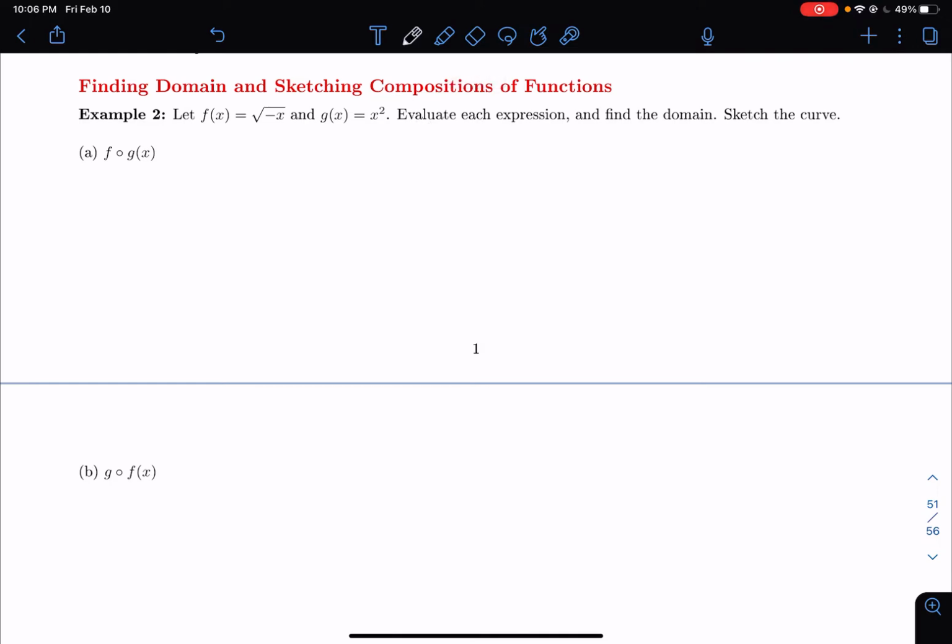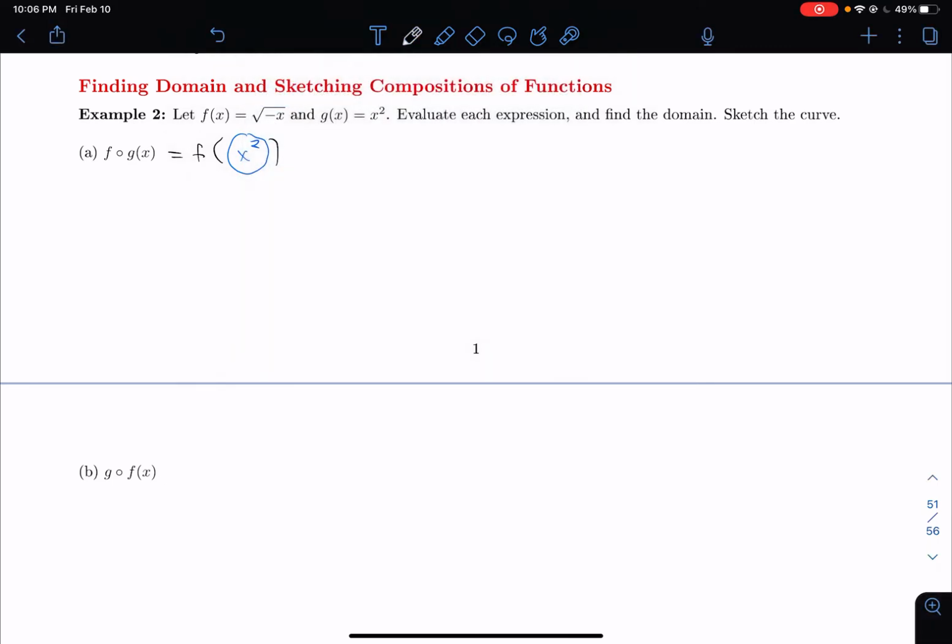Alrighty, so f of g of x. So this means I'm looking at f, and then within it, I'm going to be plugging the function g of x. So g of x, the formula for it is x squared. So what that means is this whole thing that's inside the parentheses, this whole x squared, it's going to get plugged into the function f of x, where the variable x is. We're going to replace that x with this x squared.